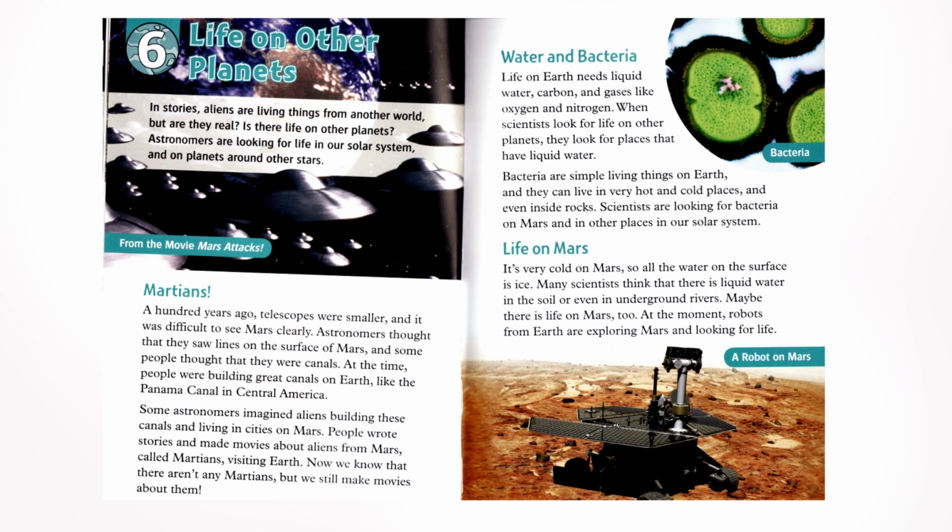Martians. 100 years ago, telescopes were smaller, and it was difficult to see Mars clearly. Astronomers thought that they saw lines on the surface of Mars, and some people thought that they were canals. At the time, people were building great canals on Earth, like the Panama Canal in Central America.